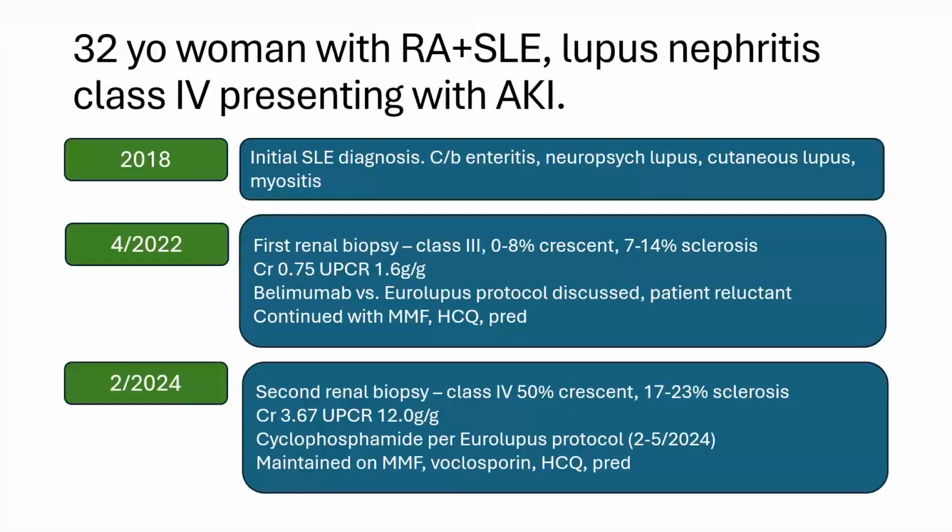So she just continued on her MMF, hydroxychloroquine, and prednisone, and then 2 years later, she presented with more active renal disease with creatinine of 3.6 and urine protein creatinine ratio of 12. At that time, she went through the Euro-Lupus protocol with cyclophosphamide, and that led to better control of the disease.